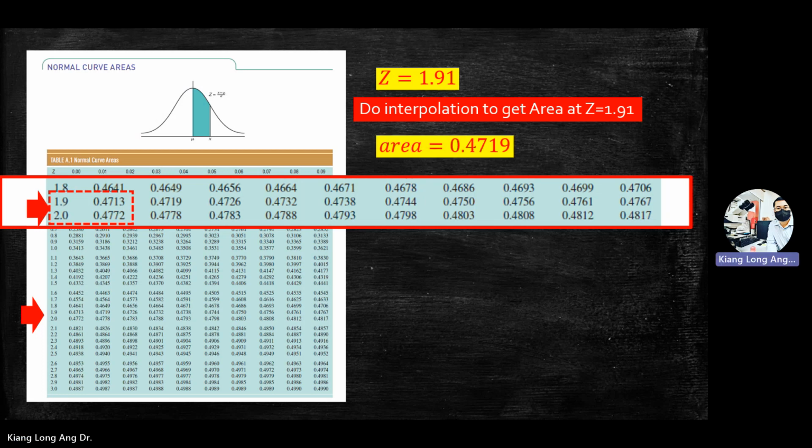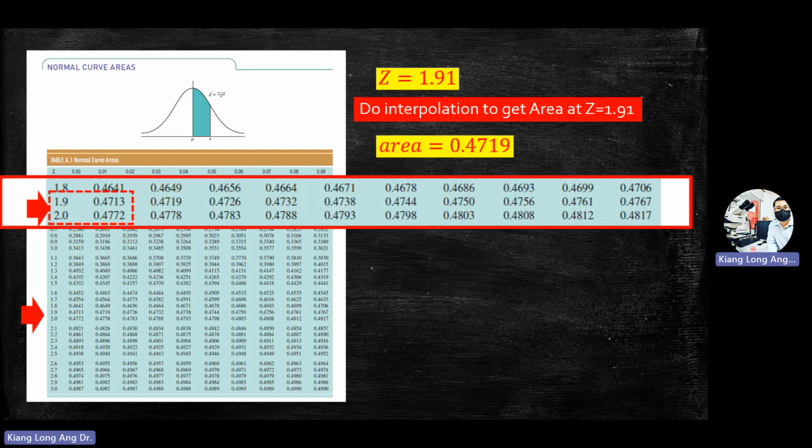Okay, so you interpolate, you'll get the Z area for 1.91, which will be 0.4719. Okay, so here you get 4 decimal places, so please use 4 decimal places, although just now we agreed that the maximum is 3 decimal places, but this chart gives you 4 decimal places, so follow 4 decimal places. Okay, you can check now whether it is correct or not.